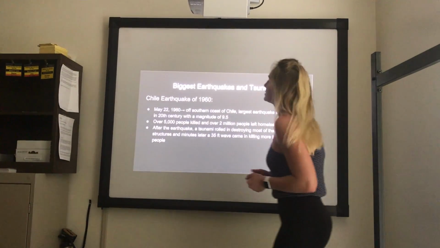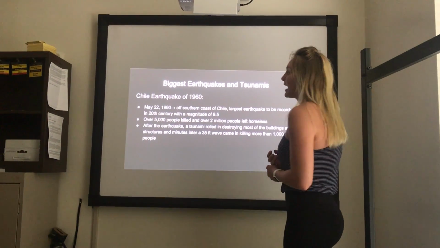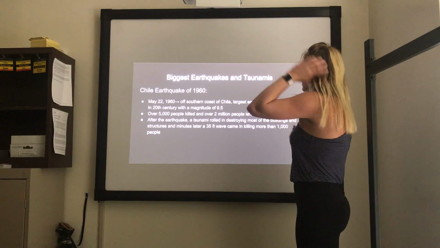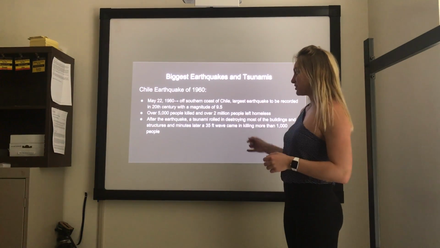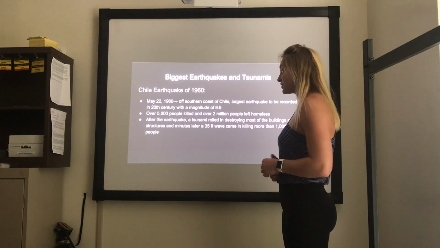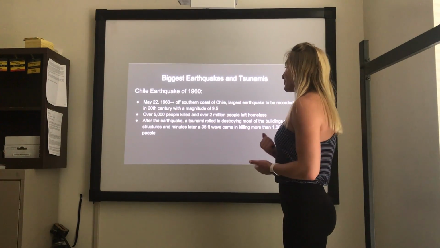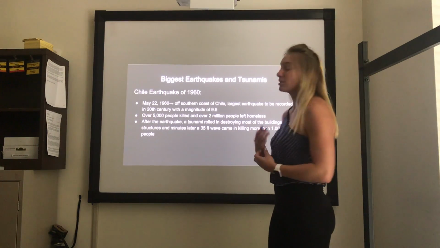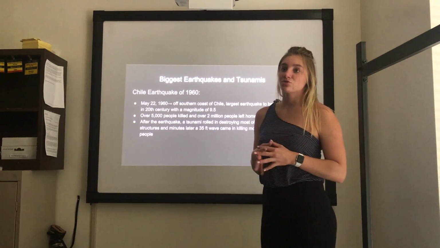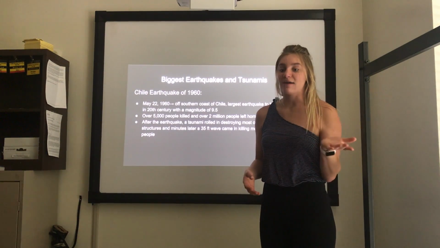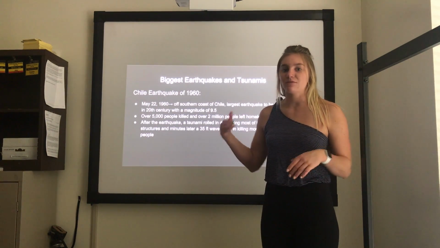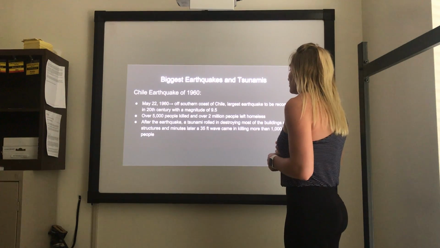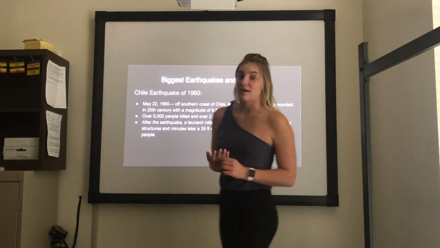The last one that we have is the Chile earthquake of 1960. It happened May 22nd, 1960. It was off the southern coast, and it was the largest earthquake ever recorded in the 20th century. It was a magnitude of 9.5, so over 5,000 people were killed, and over 2 million people were left homeless. So after the earthquake, a huge tsunami came in because usually when an earthquake happens, it has to have a magnitude of 7.5 in order to create a tsunami. So when the tsunami came in, it was 35 feet, and it killed more than 1,000 people.